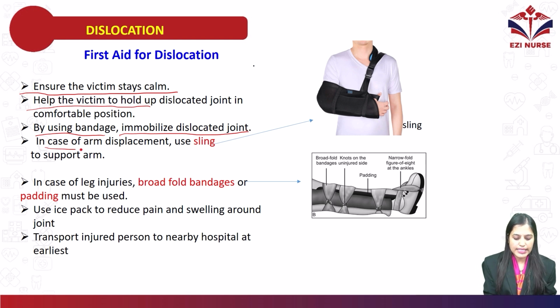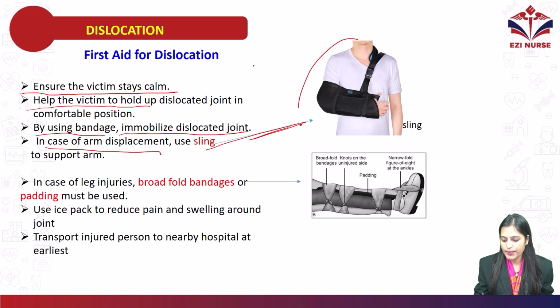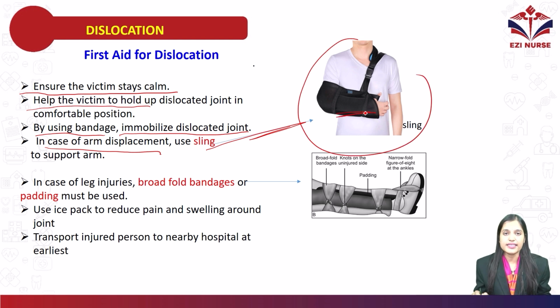Next, in case of arm displacement, you can use a splint. You can see the splint in the picture. They are using that splint so that the arm which is already displaced will not move. It will not mobilize. So it will immobilize the part of the dislocated area.